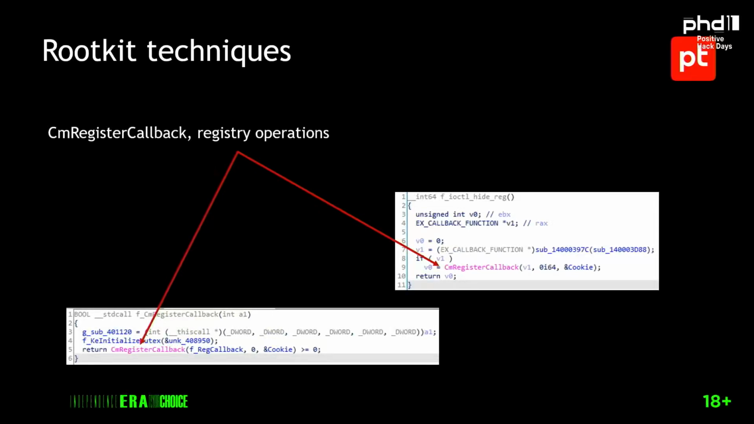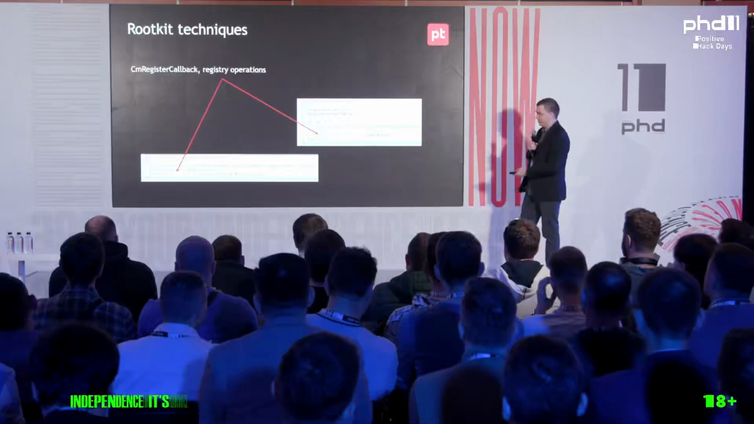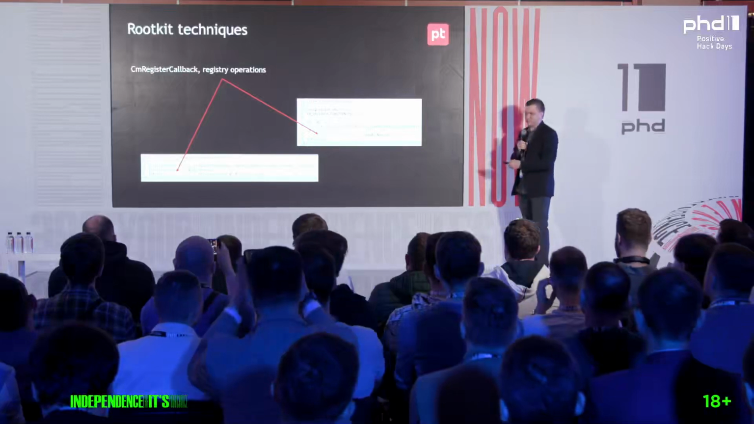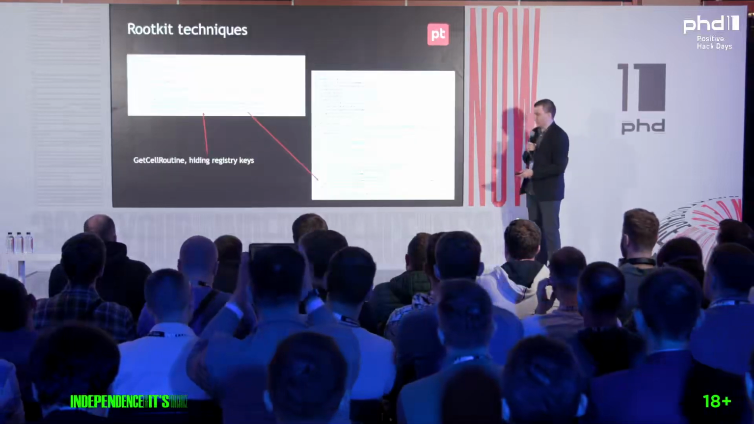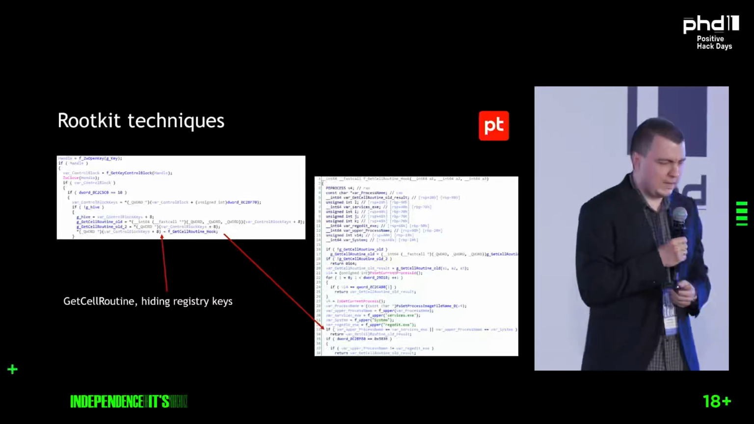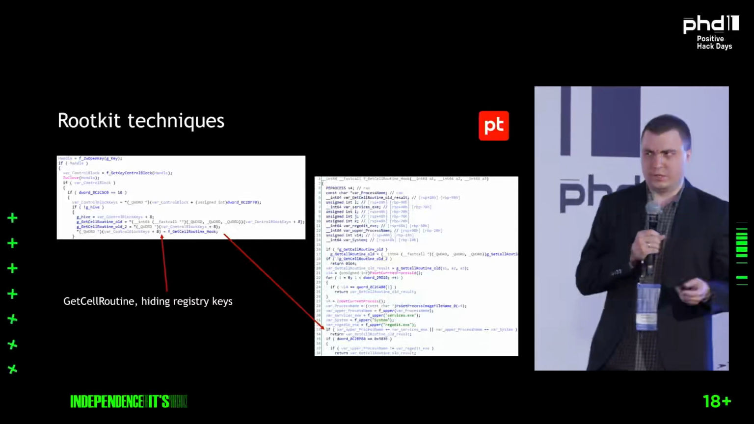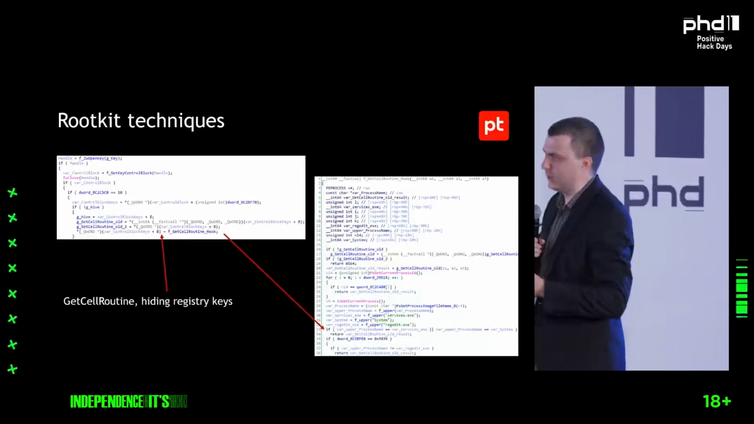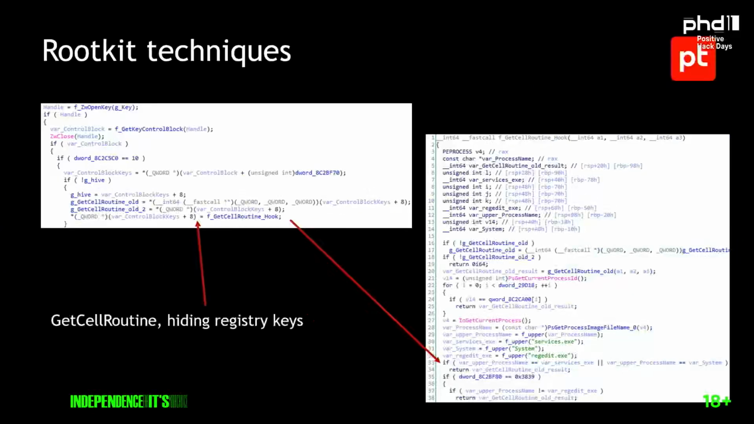So these were processes, but also there is registry, right? So there is a function that will register callbacks in the registry. And there is getCell routine. Actually, it's not exported as a symbol on all operating system versions, but you can find it with a signature search. And then, with one of the rootkits, it can be hijacked.